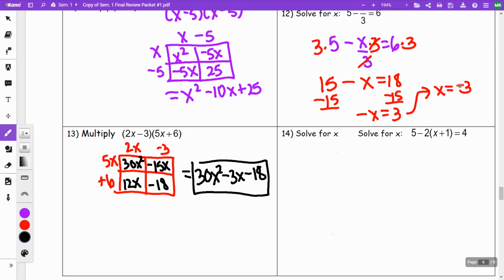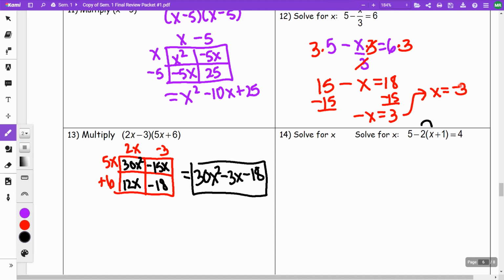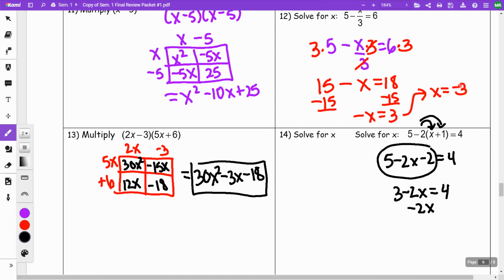On 14, I'm going to distribute that negative 2. So 5 minus 2x minus 2 is equal to 4. Combine like terms. 3 minus 2x is equal to 4. So negative 2x is equal to positive 1 when I subtract 3. So x is equal to negative 1/2.